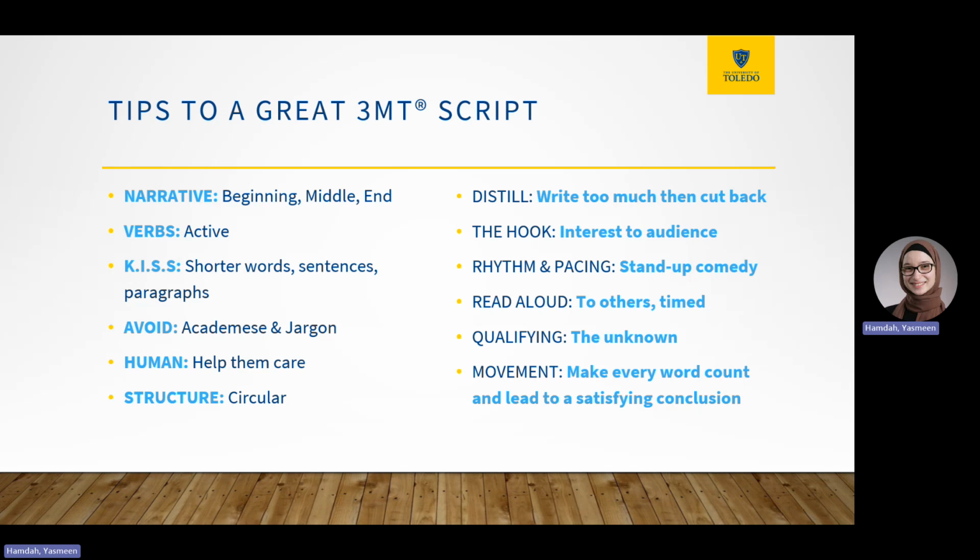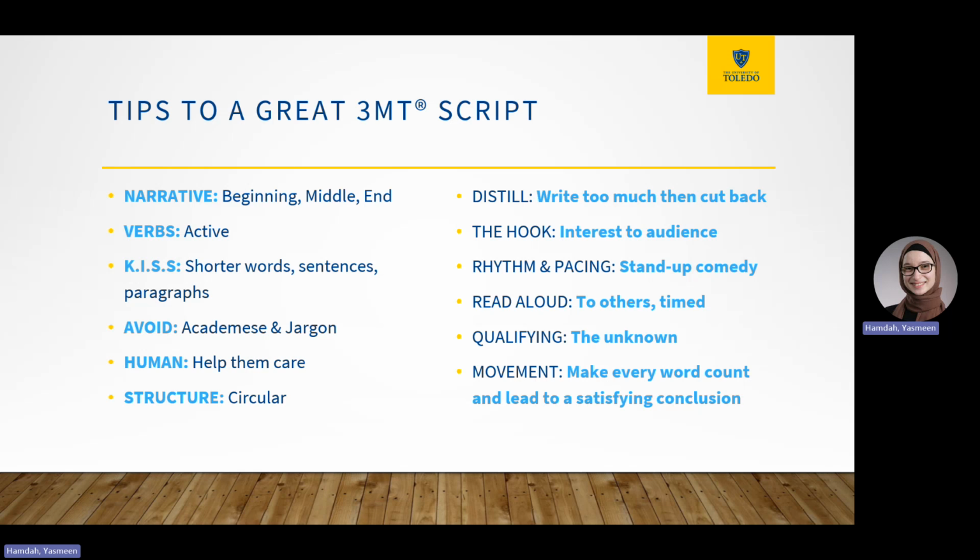So make sure you're writing as much as you can and then start cutting back from there. You want to have as much material to start with as possible. So we talked about how every single word counts, right? Whenever you are making every word count, you want to make sure that no matter what you do, you're making sure it's understandable to audiences of all different academic backgrounds. So avoiding academese and jargon whenever you can.